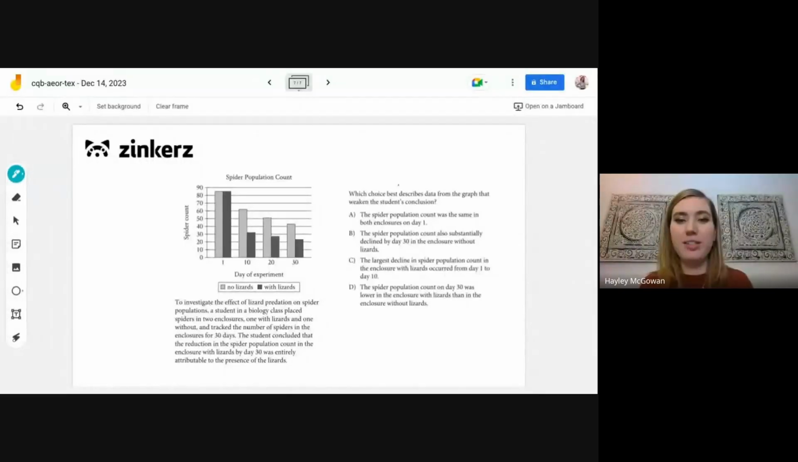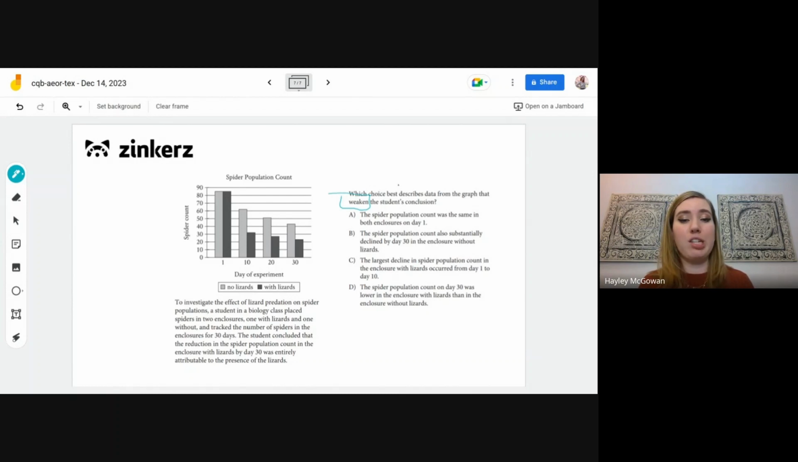All right, so for today we have one of these data questions. We have our graph, pretty apparent there. So looking at our question, which choice best describes data from the graph that weaken the student's conclusion? All right, this is why we always read the question first, okay? Sometimes they like to throw these words in there. Instead of strengthen, which is what we typically expect, we actually have weaken in here.